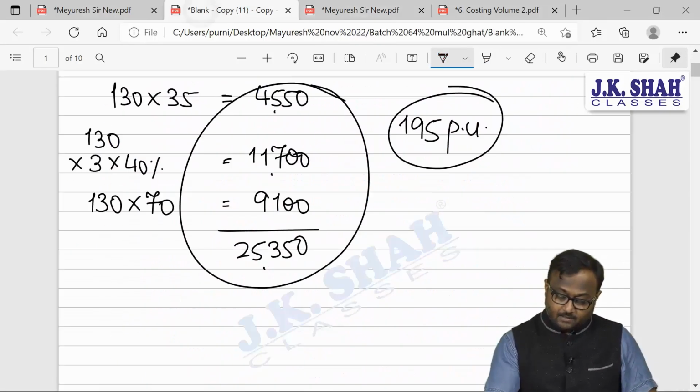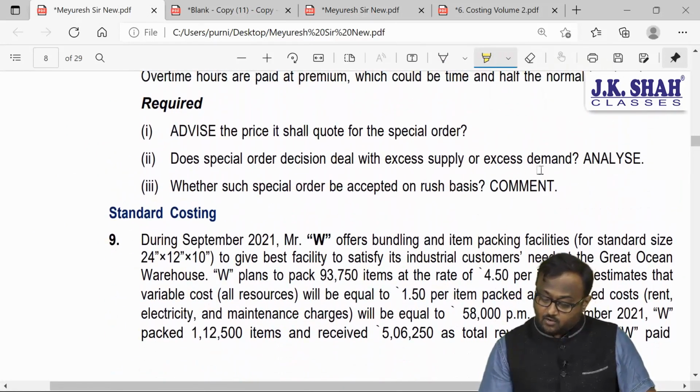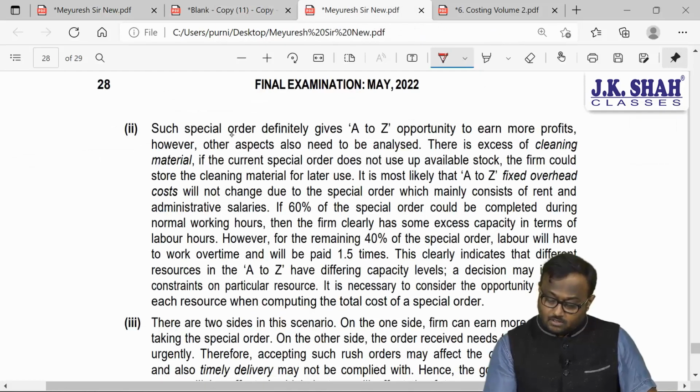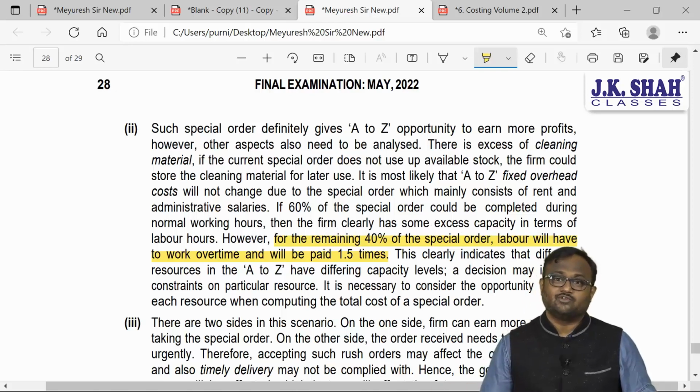और सेकेंड पार्ट में क्या मांगा है क्वेश्चन में? Does special decision deal with excess supply or excess demand? See, it doesn't, na? Only for 40% there is a special order. See, the different resources are differently used for different capacity levels. ये देखो, if 60% of special order could be completed during the normal working hours, then the firm clearly have some excess capacity in terms of labor hours. So I'm not considering that cost.